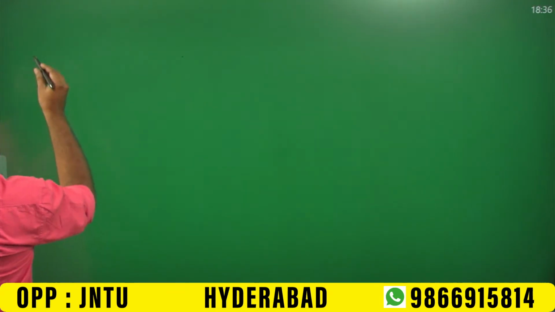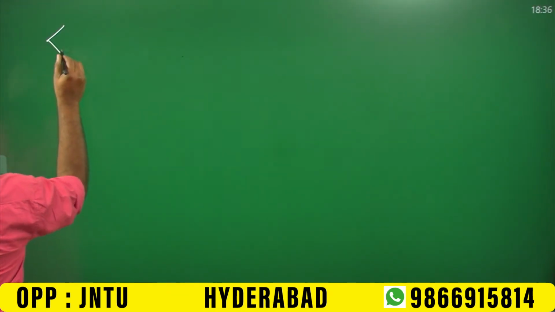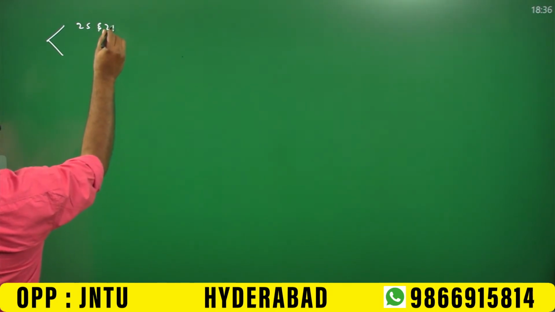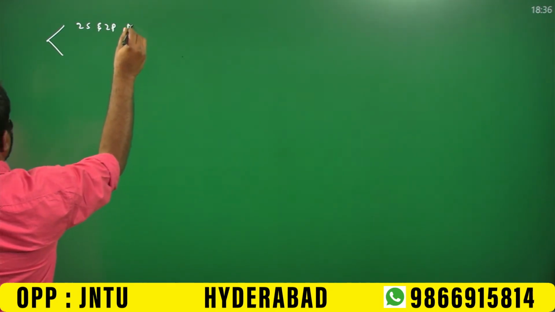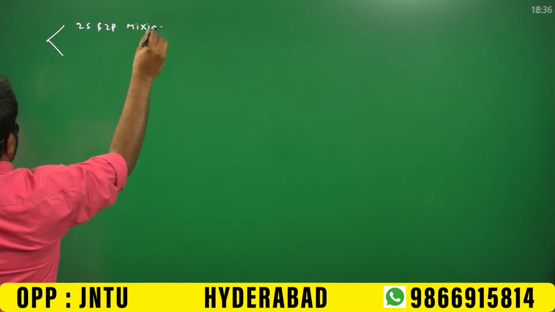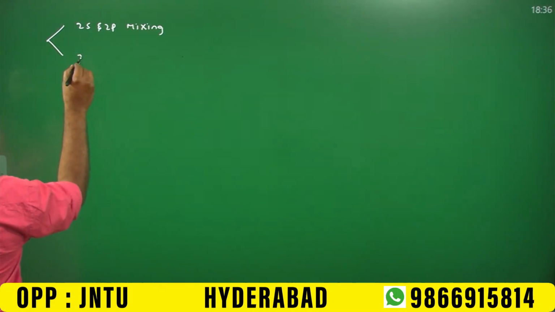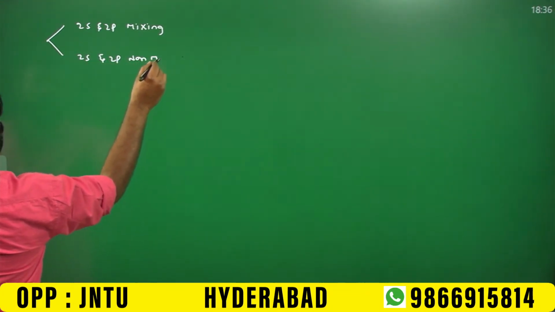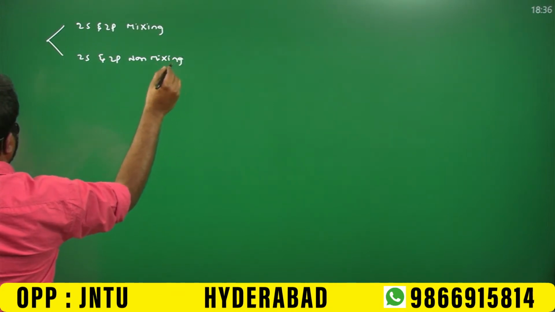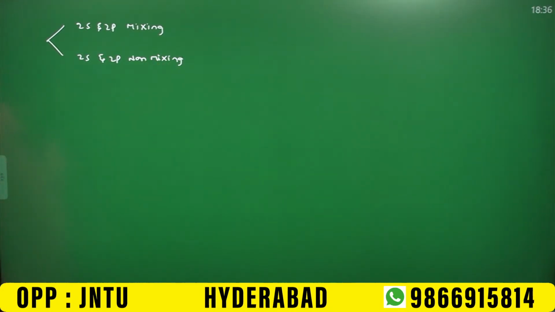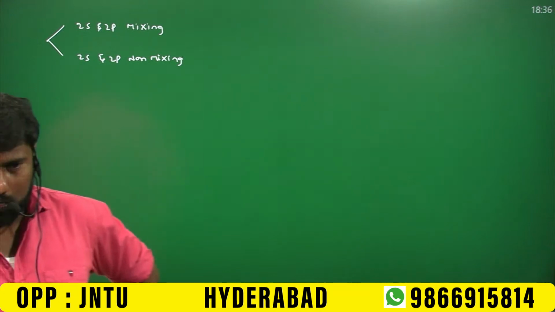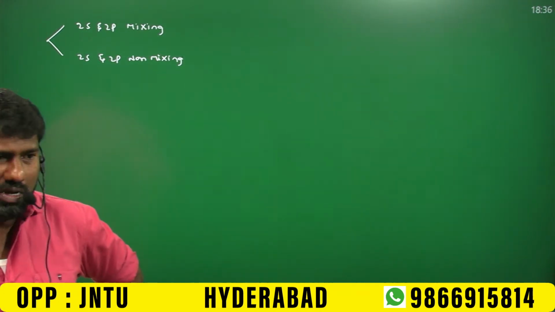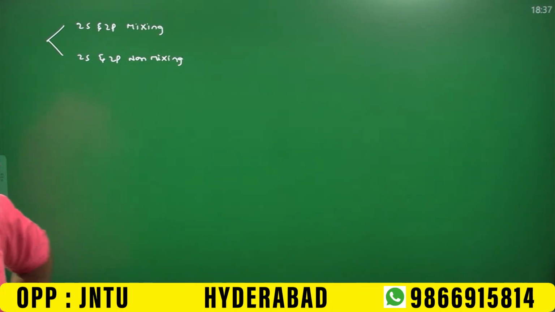energies nana. One is called 2s 2p mixing is one type of system, and the other one is 2s and 2p non-mixing. Okay, two types of energy levels we have. One is 2s 2p mixing and the other one is 2s 2p non-mixing.